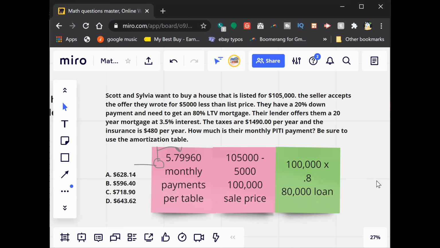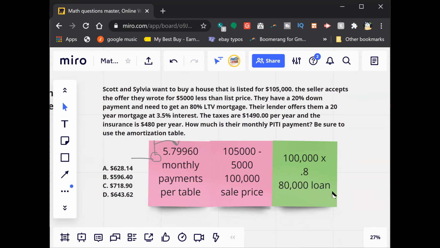Now, here's what we have. This is the situation in regards to this. The $80,000 loan, and we now know the monthly payments. So what do we need to do? I know an $80,000 loan, and how would I find out the principal and interest payments if I went to the amortization table and I know how much the monthly payments are? So Sherry, what would I multiply 80,000 by, the 5.79960?